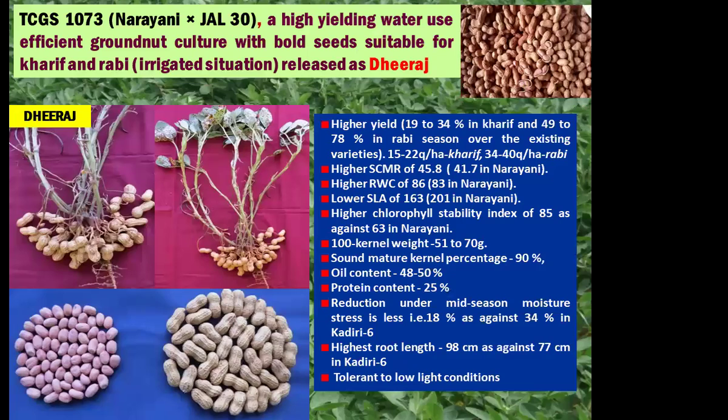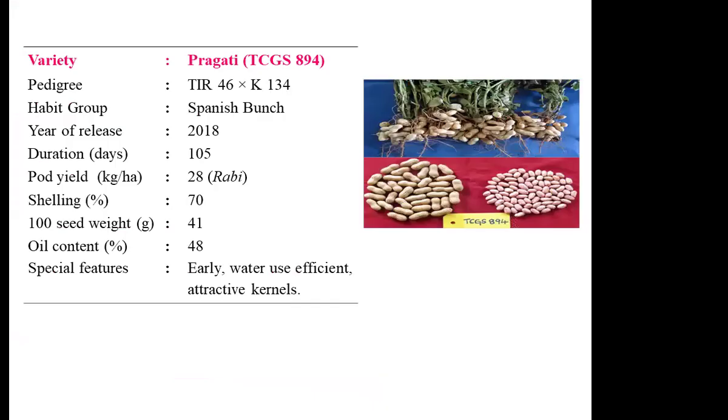This is TCS 1073, released as Dheeraj, which has also all the good traits. Once in our place, we could not irrigate during Rabi season, and there was no rainfall at all during Rabi season. In this situation, only Dharani and Dheeraj stood in the field. All other cultures washed away. They were vitiated. Only these two remained. Next slide, please.